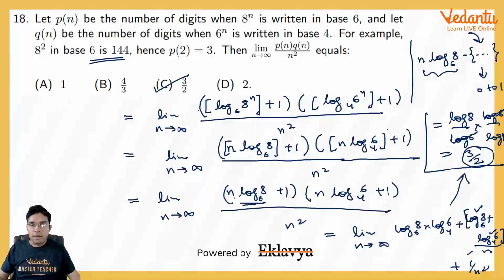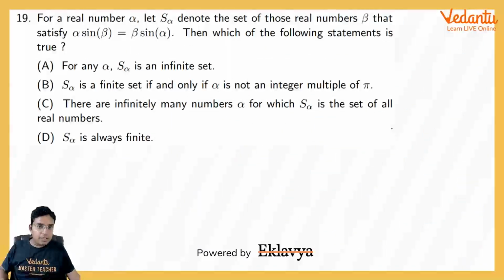Okay, so coming to the next question, that is 19. We are given that for a real number alpha, S alpha denotes the set of those real numbers beta such that alpha into sine beta is equal to beta into sine alpha. Then which of the following statements is true? Okay, so this is saying for any alpha, S alpha is an infinite set.